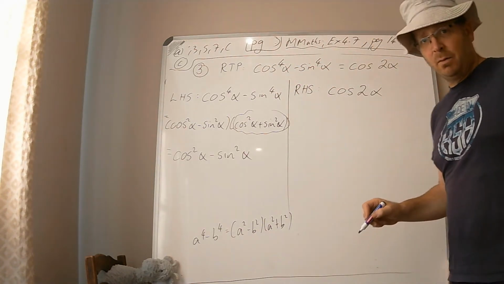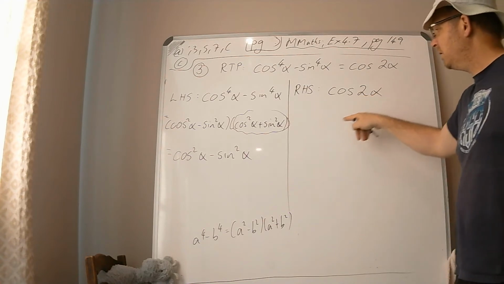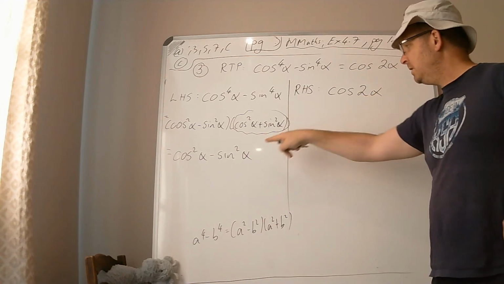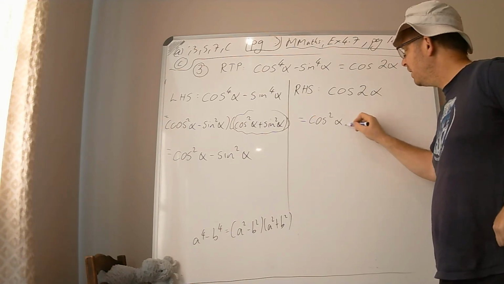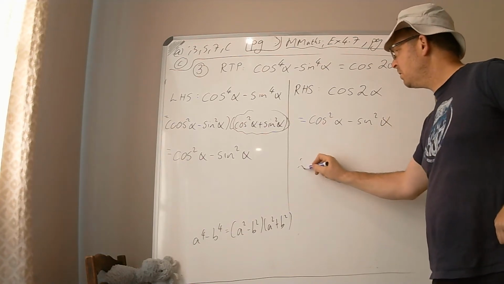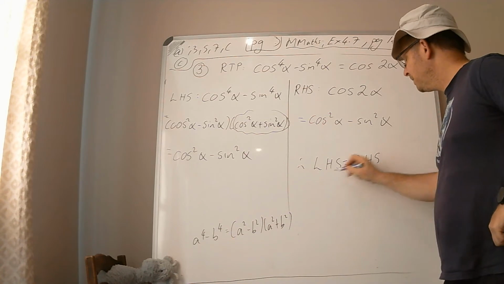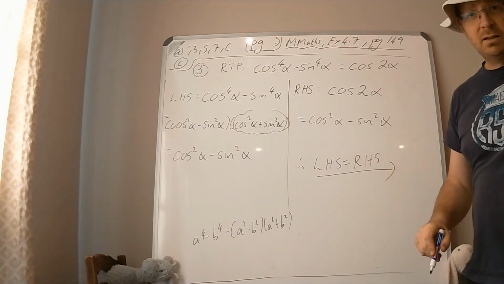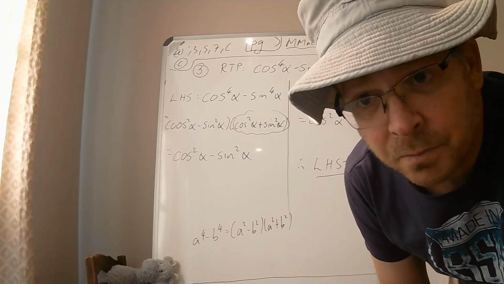And you should be doing a little whoop for joy. Why? Because cos 2 alpha, if you look at your formula sheet, keep looking between the sides, is equal to cos squared alpha minus sine squared alpha. And therefore you can finish it off and say therefore left hand side is equal to right hand side. Well done, Daniela. Send my regards to the south.